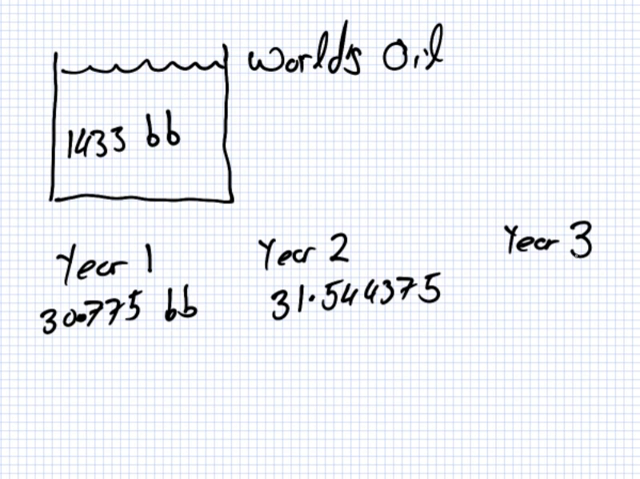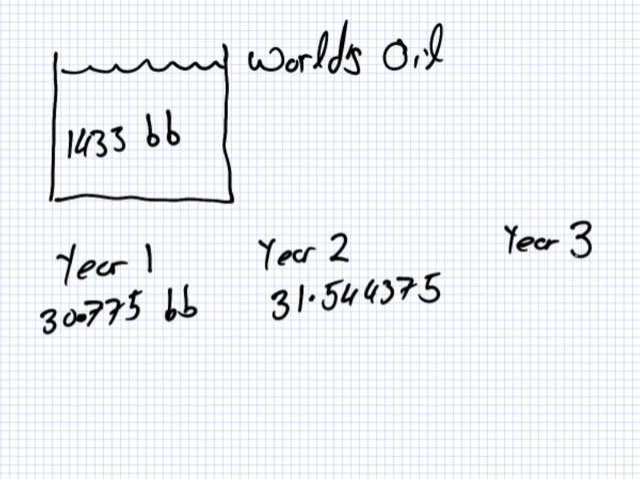I'm picturing that there are 1,433 billion barrels of oil. This year, we will use 30.775 billion barrels. Next year, more is used. Why is that? Why would next year we would use more oil in the world? What might be the economic reason for that? Economic growth. Economic growth, yeah. So developing markets would demand more oil next year, right? And then likewise in year 3, there's going to be more oil used again.